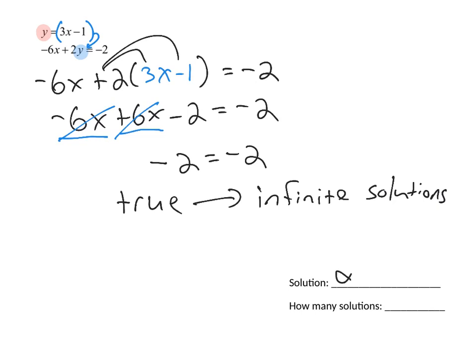Oh, that's why you told me that. Okay, now I get it. So your solution is infinite solutions or many solutions. And it's the same answer for many solutions down there.